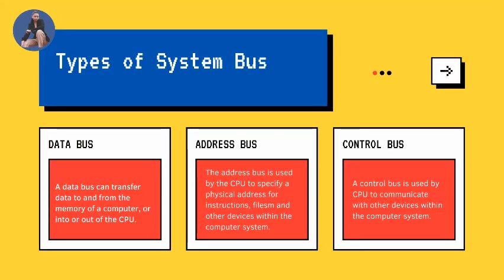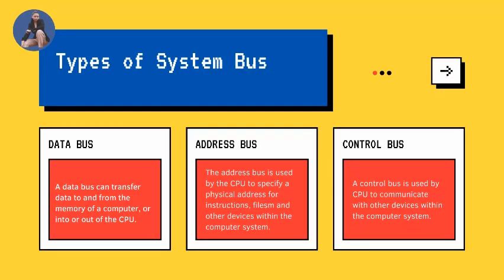Finally, the third type is the control bus. A control bus is used by CPUs to communicate with other devices within the computer system. As the address bus carries the location of the data being sent and the data bus carries the actual data being processed, the control bus carries the commands or instructions from the CPU. It also sends status signals from the devices identifying if they are ready or not. The typical read or write commands are identified through the control bus.